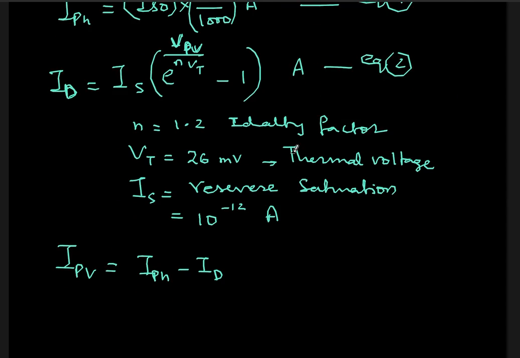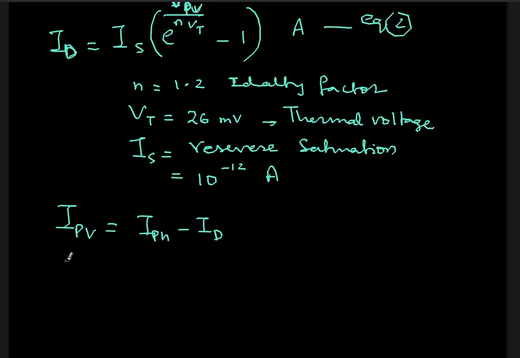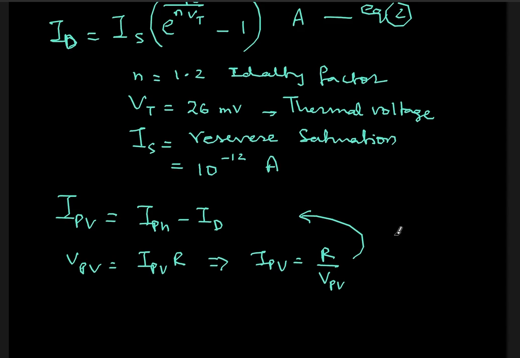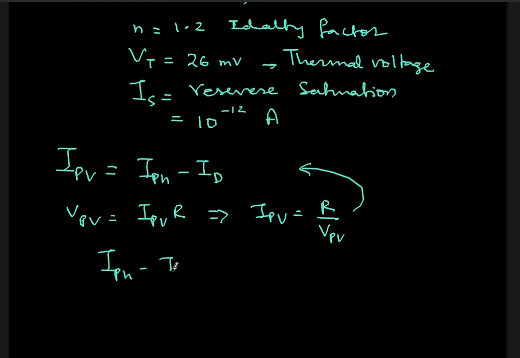So VPV equals IPV into R. This implies that VPV equals (IPH minus ID) whole into R. Or in other words, I want to write the value of IPV. So this implies that IPV equals VPV by R. I'll substitute this back into this equation, so I'll get IPH minus ID equal to VPV by R.